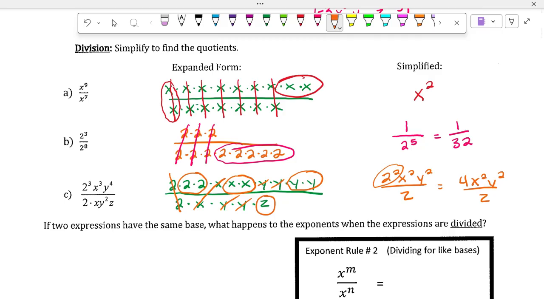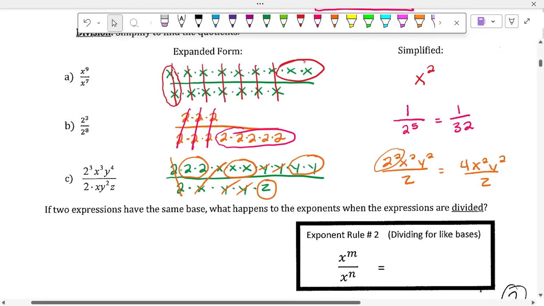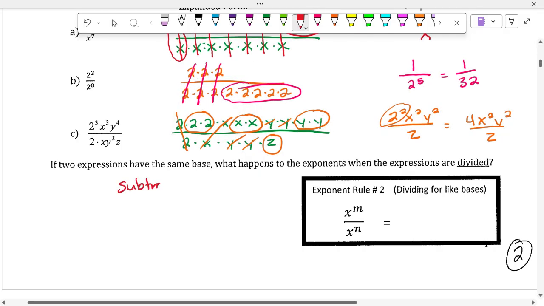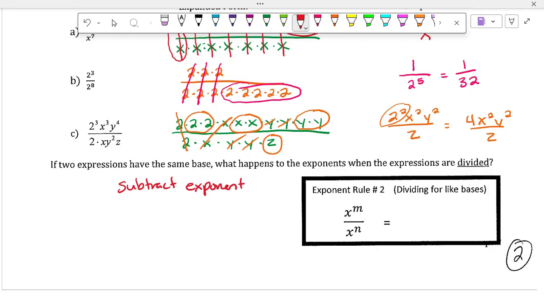Now, if you haven't noticed already, there is a trick for dividing exponents, and that is you would subtract them. So you would subtract the exponents of like bases. So if you have x to the m over x to the n, it would be x to the m minus n.